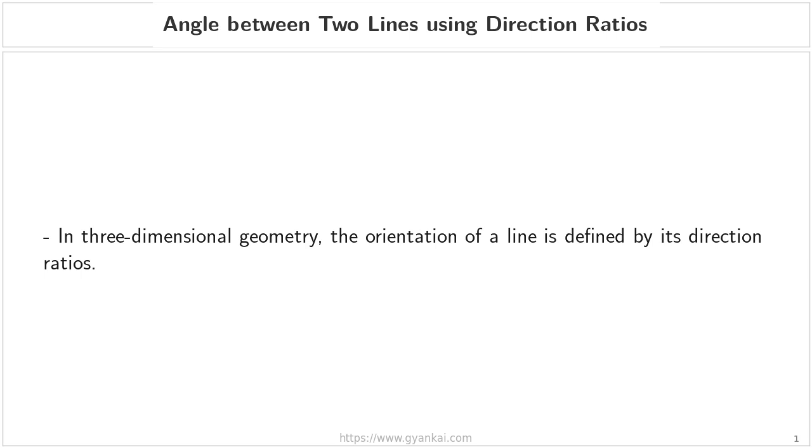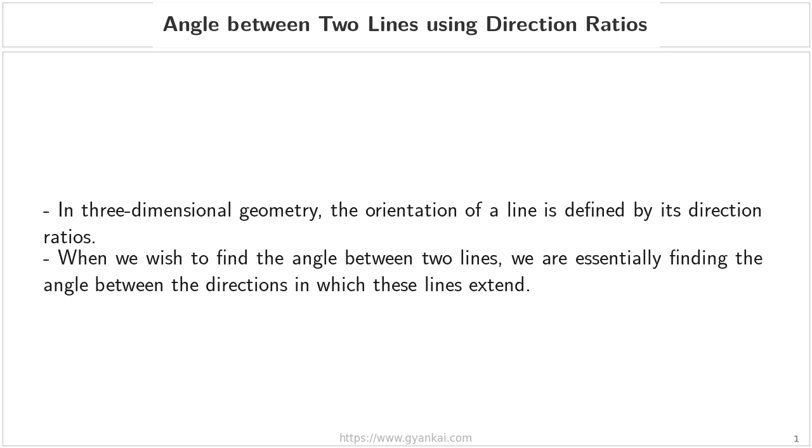Welcome, everyone. Today we are going to explore a very important concept in three-dimensional geometry, finding the angle between two lines using direction ratios. To start off, let's set the stage. In a three-dimensional space, a line isn't just defined by a single point, but by its orientation, that is, the specific direction in which it points. We use a set of values called direction ratios to mathematically define this orientation.